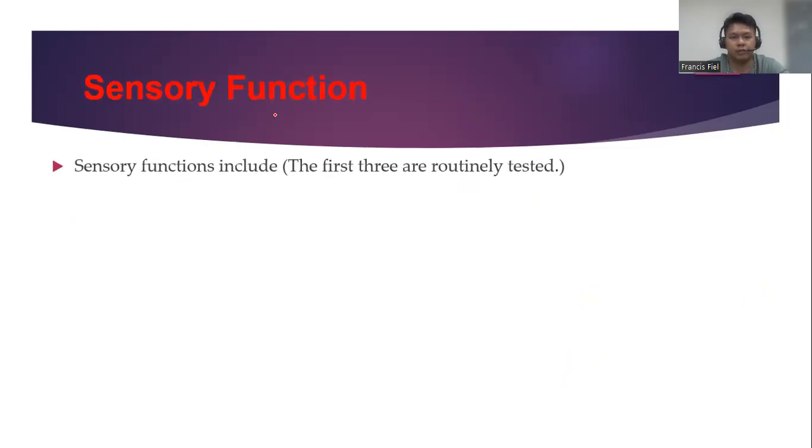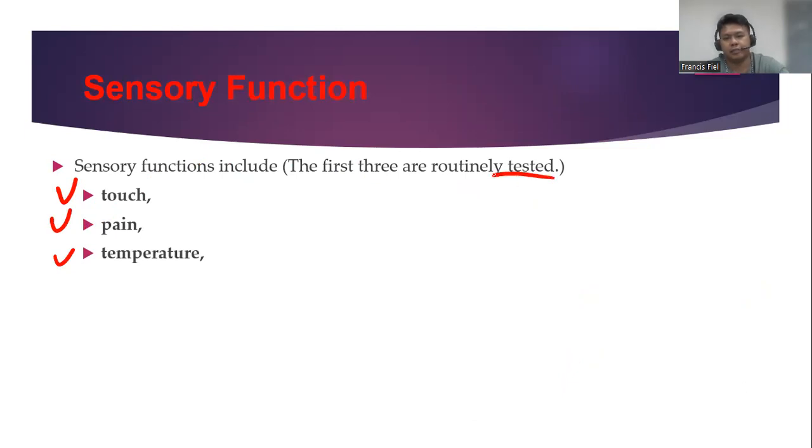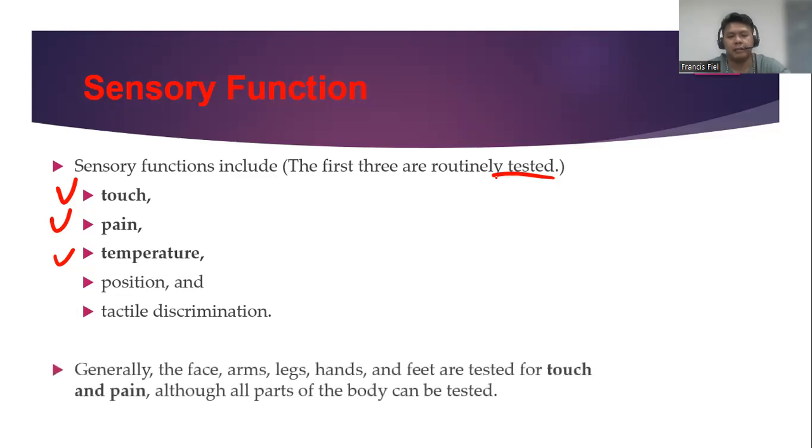Sensory functions. The first three are routinely tested: touch, pain, and temperature. Others are position and tactile discrimination. Where do we usually test touch or pain? It's usually in the face, arms, legs, hands, and feet of the patient. All parts can be tested, but the common ones are the arms, legs, face, hands, and feet. All right?